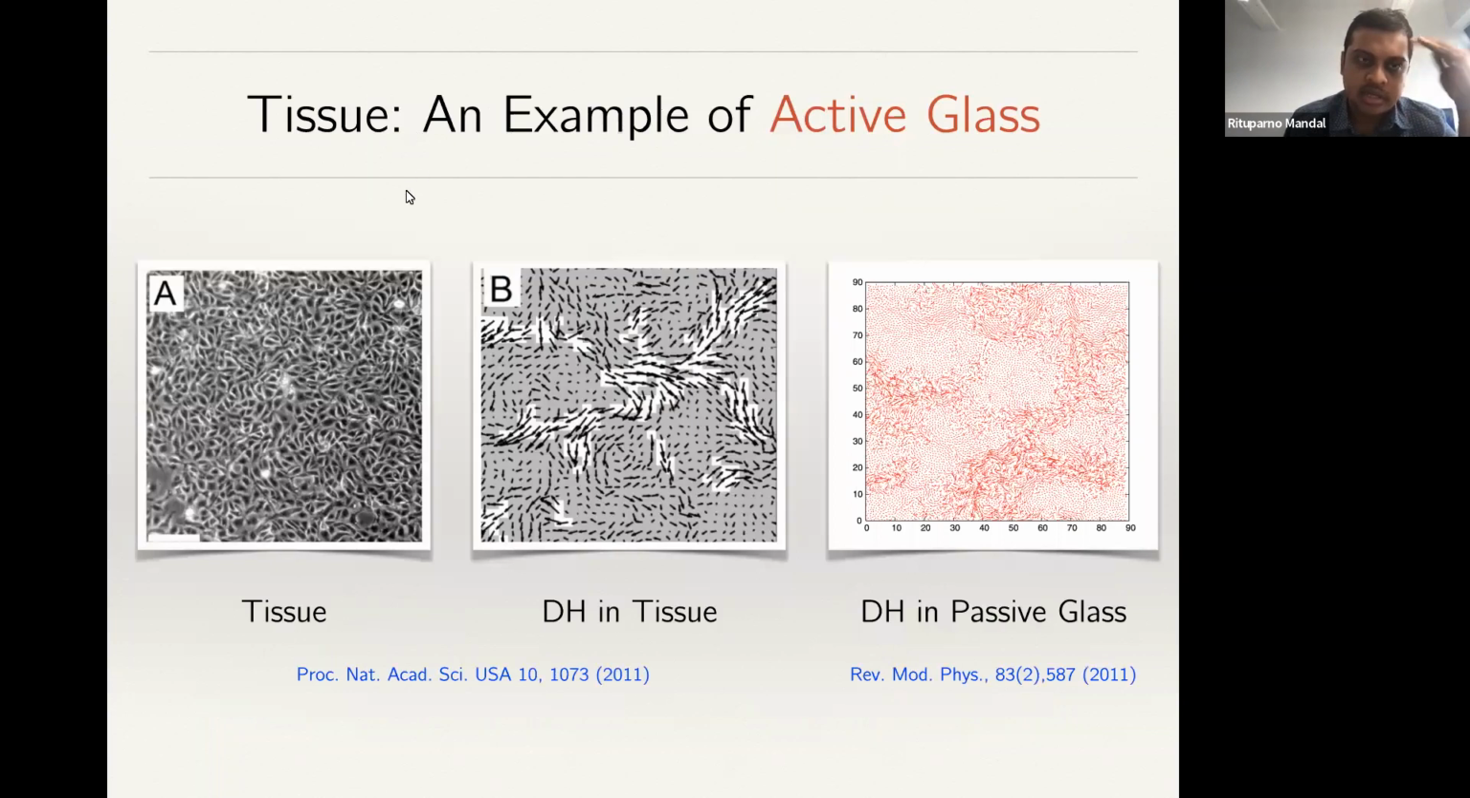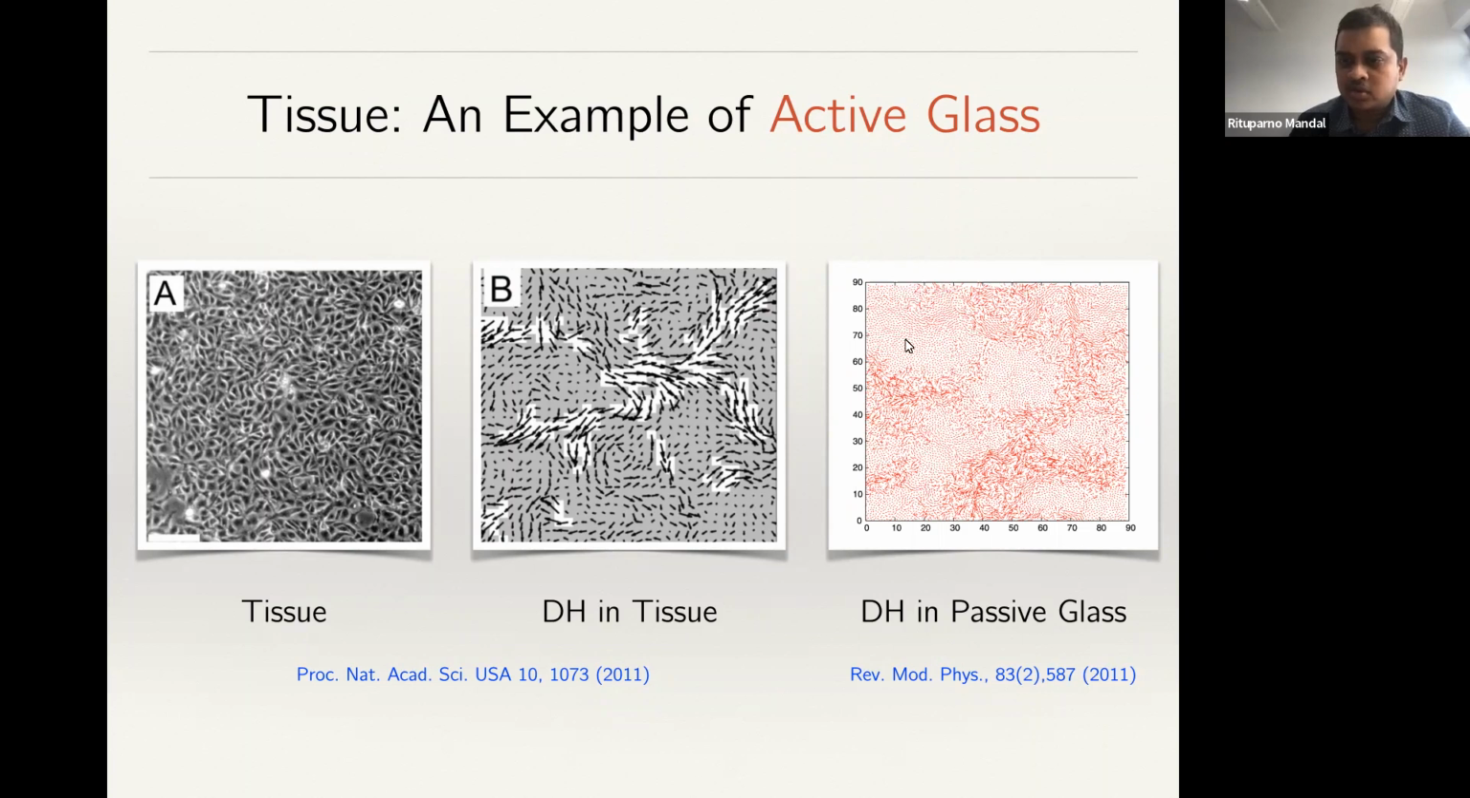So I told you already that tissue can be considered as an example of active glass, where you take a dense tissue, right? I mean, in principle, tissue can have all types of density. So this is a dense tissue. And then you look at the displacement of the cells in a dense tissue, and you see that the displacements are quite large in some regions, and they're also quite small in some regions. The gray pixels here show small displacement, and the white pixels show large displacement. And you see clearly dynamical heterogeneity.